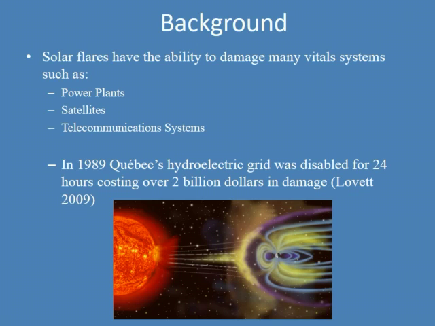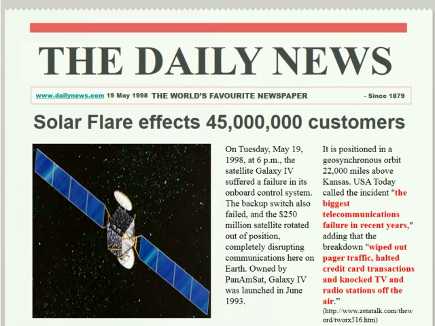One example of this occurring was in 1989 in Quebec, Canada, where Quebec's hydroelectric grid was damaged for over 24 hours and cost over $2 billion in damage. Another larger example was in 1998, the Galaxy 4 satellite, which cost over $250 million in damage, causing the satellite to lose its telecommunication with Earth, wiping out pager traffic, TV stations, radio stations. As we can see, these two examples are both large negative effects of a solar flare, and therefore we need some sort of prediction mechanism in order to defend and protect against them.